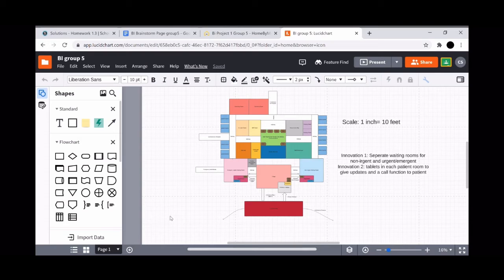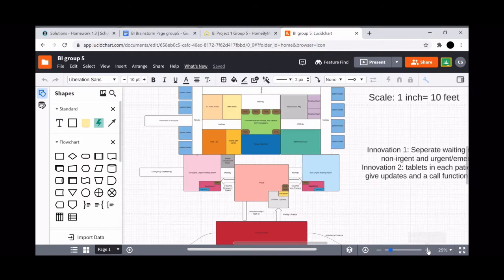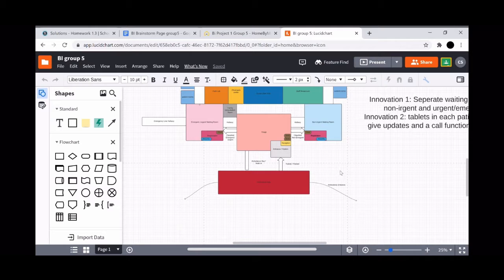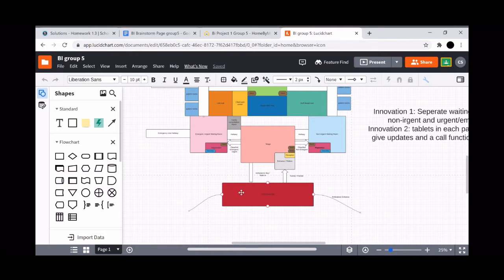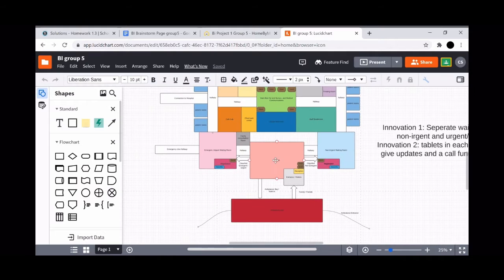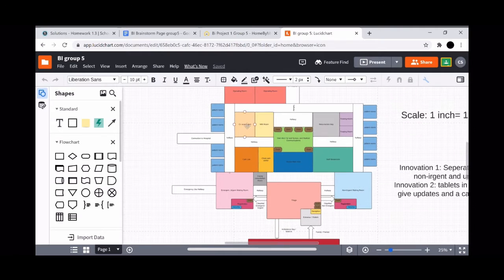Our scale for the Lucidchart is 1 inch equals 10 feet. In the front here, we have the ambulance bay, like walk in. And regular visitors will go through the entrance, which will lead to triage, which will separate our first innovation, separate the emergent and urgent waiting room and the non-urgent waiting room. That way, the wings are more accessible to those people.